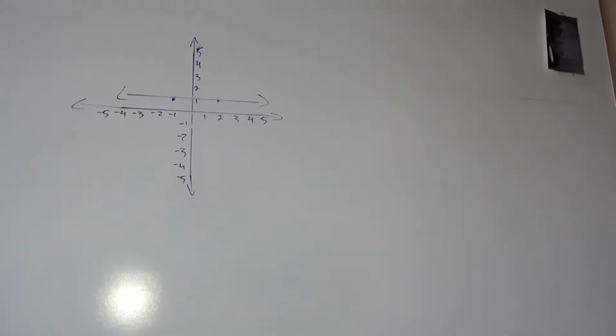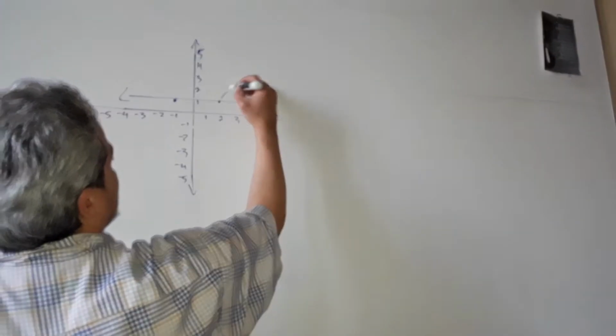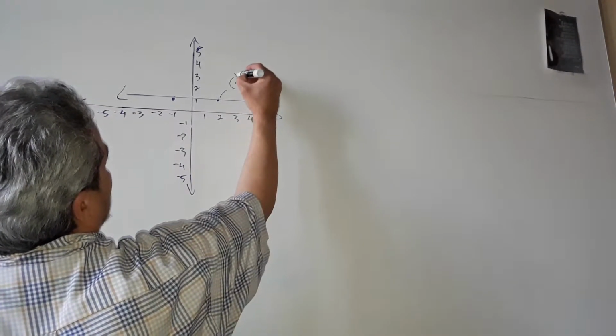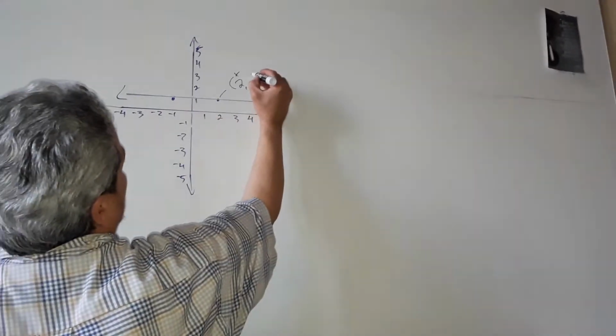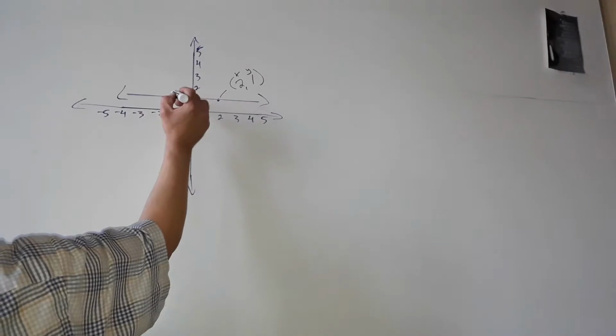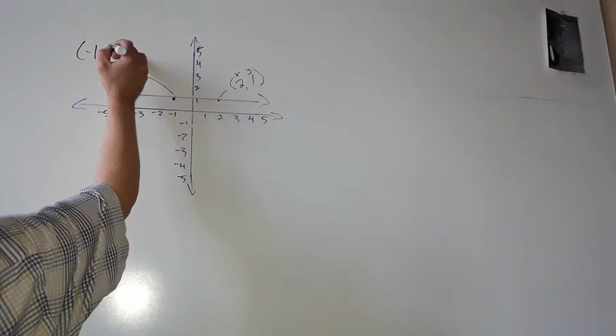Okay, so here we have another line, and we need to know what the slope is. First, let's get the points. This is 2 on the x, and up 1 on the y, so it's +1. This one is -1 on the x, and +1 on the y.